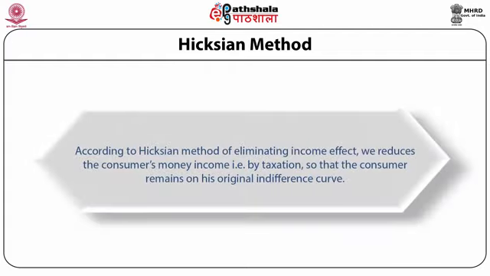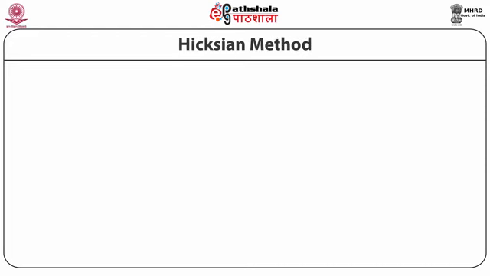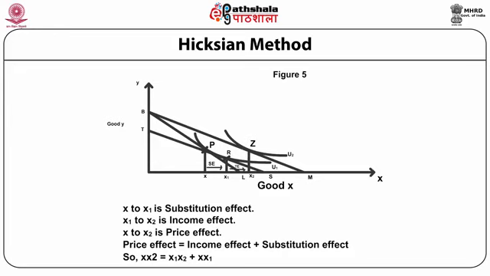Under Hicksian method of eliminating the income effect, we reduce the consumer's money income, that is by taxation, so that the consumer remains on his original indifference curve, or that simply means that the level of satisfaction to the consumer remains same as he was getting before the change in the real income. Now let's come to the main issue, the decomposition of price effect into substitution effect and income effect. Let us first again revise what was the meaning of price effect, substitution effect and the income effect.